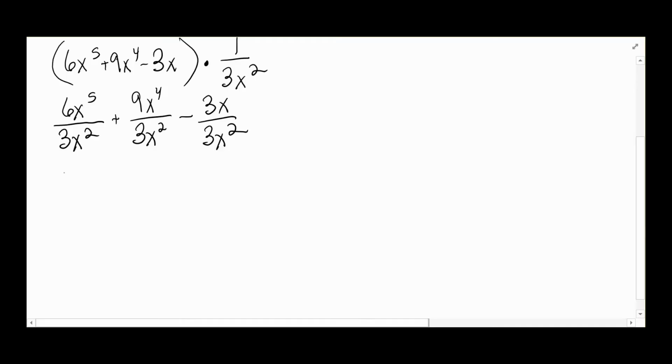Now with each of these terms, we can simplify them. With that first term, 6 divided by 3 is 2. And if I have 5 x's on the top and 2 on the bottom, we subtract. 5 minus 2 is 3. So 2 of them divided out. For the second term, 9 divided by 3 is 3. X to the 4th over x squared leaves me an x squared.